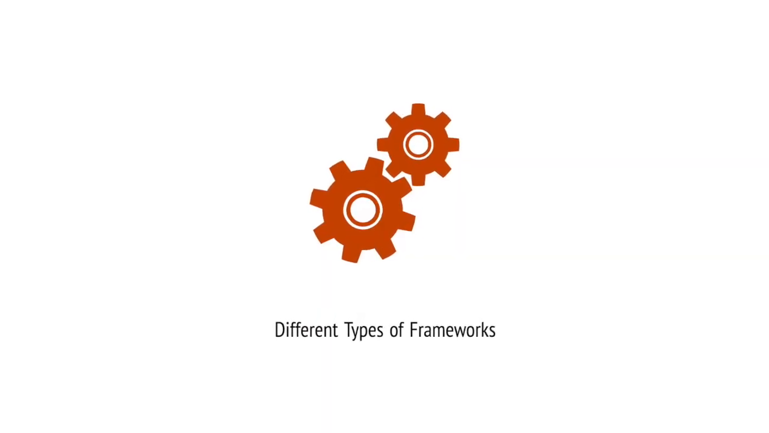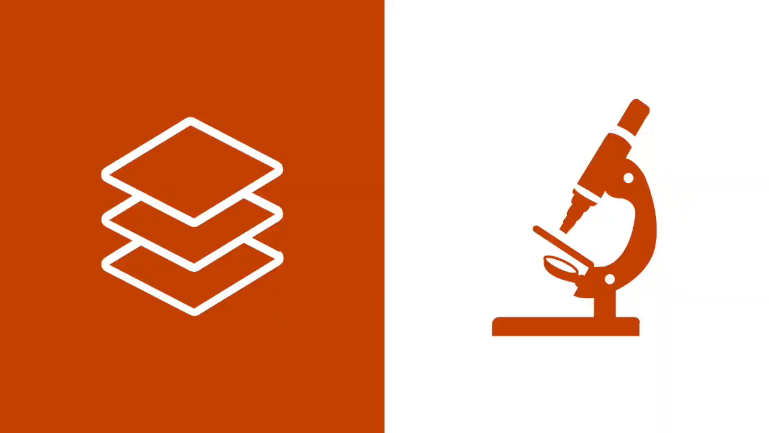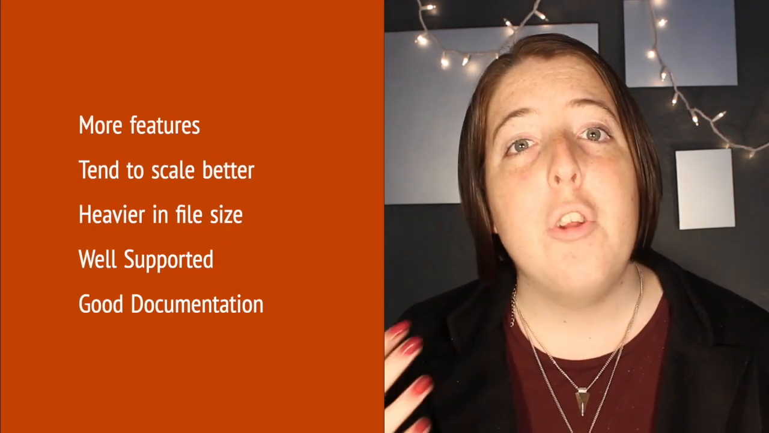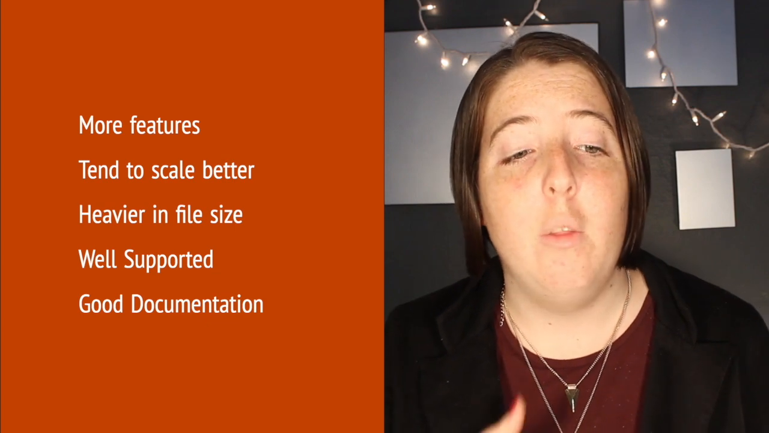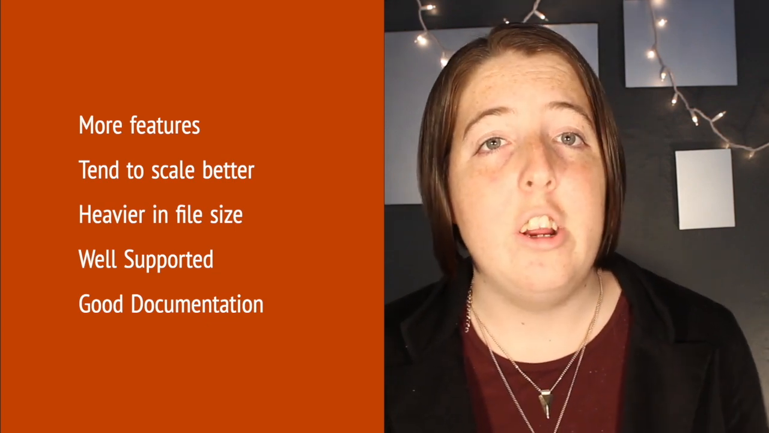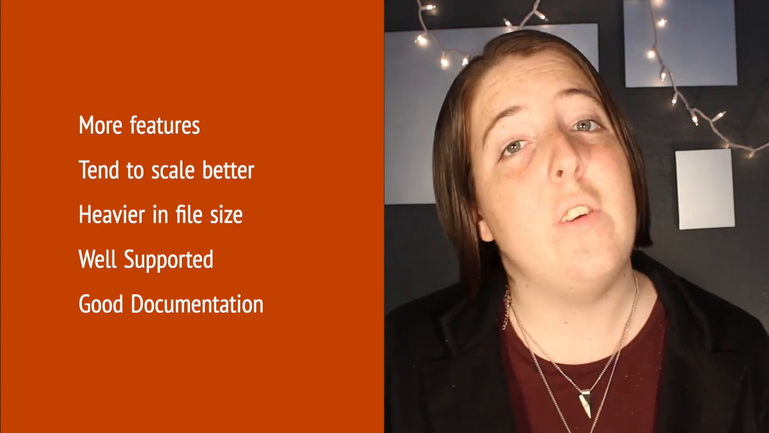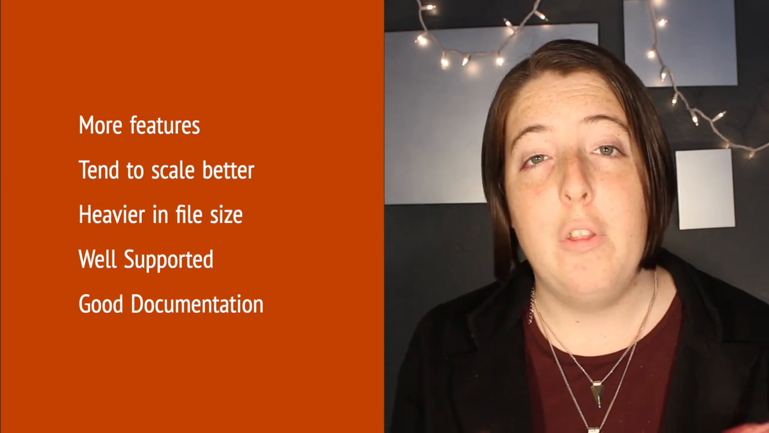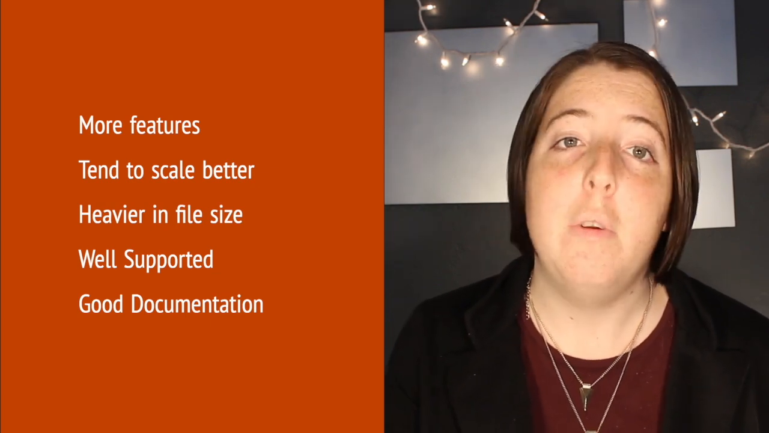So let's talk about the types of frameworks out there. There are two major types, micro and full stack. Full stack being something that encompasses all of the features. They tend to scale really well, but there are also a lot of features, which means a lot of file size, so they tend to be a little bit heavier. They have a lot of things that you might never need or use, but they're there in case you ever need them. But they're very supported and tend to be very well documented, which is helpful.